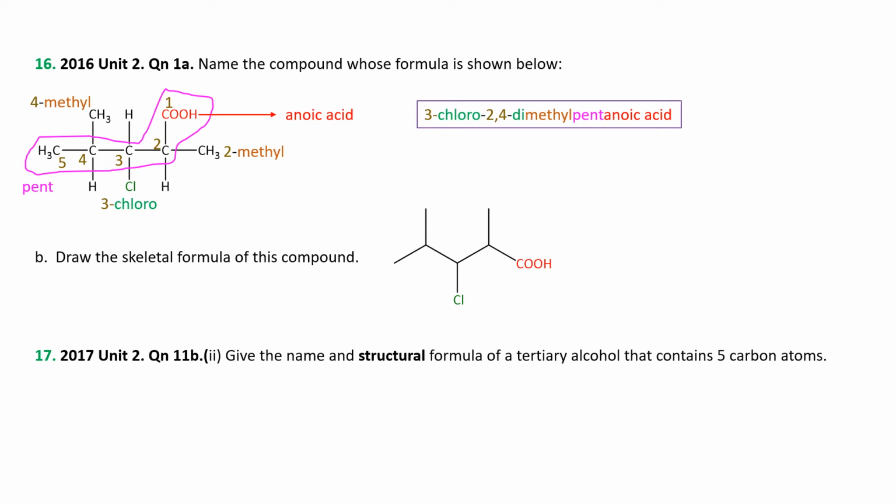Name and structural formula of a tertiary alcohol that contains 5 carbon atoms. Well, a tertiary alcohol has a carbon bonded to the OH and then 3 more carbons on it. So that's already 1, 2, 3, 4 carbon atoms. So the 5th carbon atom just has to go on any of these ones. It could go there, could go there, could go there. Makes no difference at all.